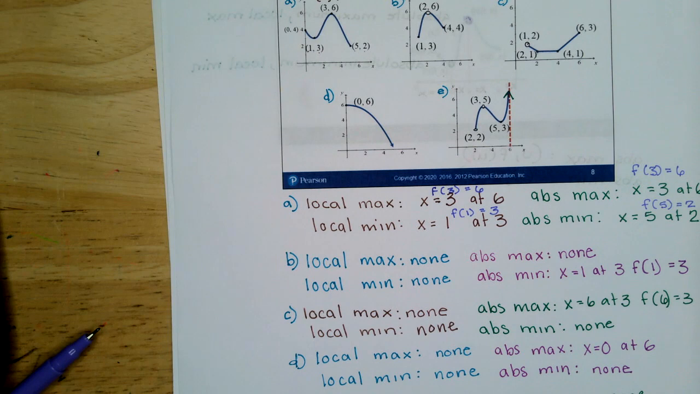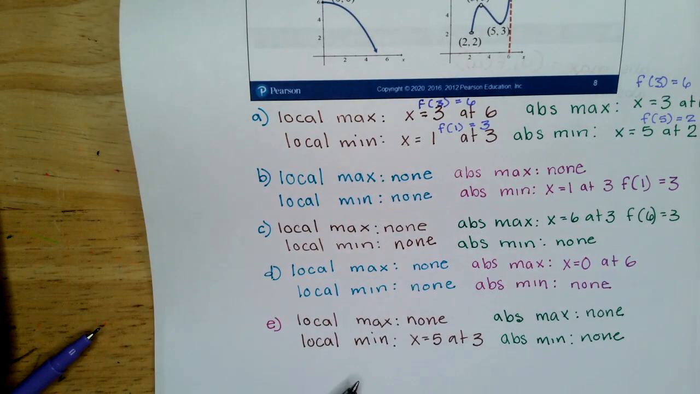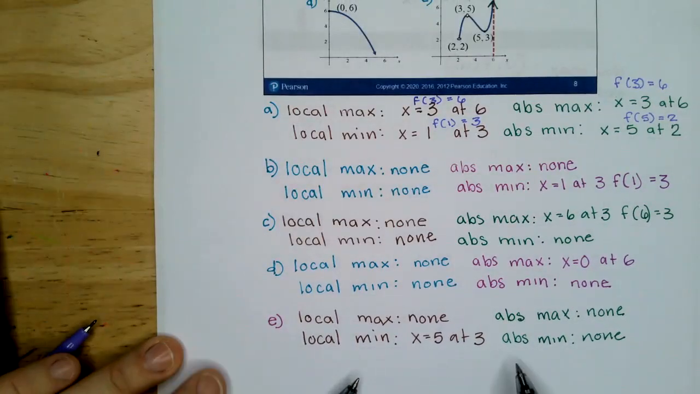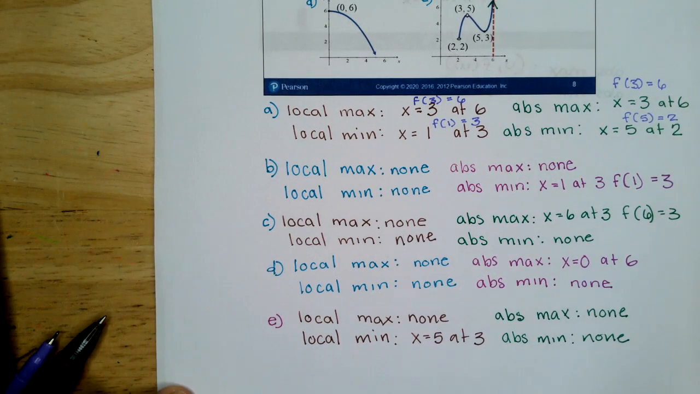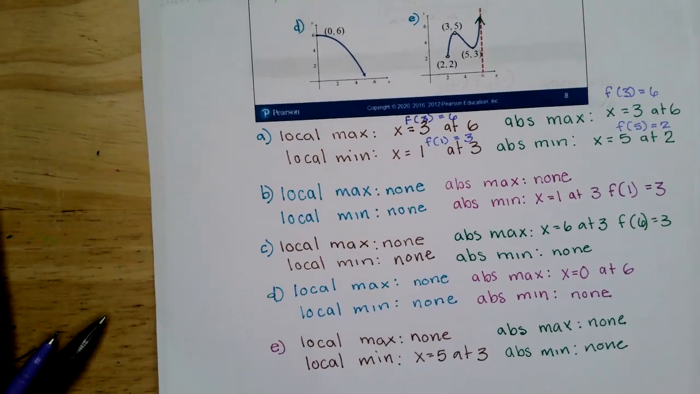All right, and so that is how you do absolute max. Oh my gosh, I'm sorry, that whole time I was writing, you couldn't see me. So that's how you do absolute maximum, absolute minimum, local maximum, and local minimum. And I think that's the end of our lesson. Thank you guys, and see you next time.